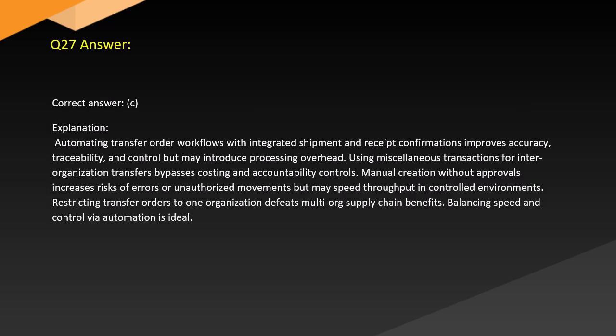Answer. Correct answer, C. Explanation. Automating transfer order workflows with integrated shipment and receipt confirmations improves accuracy, traceability, and control, but may introduce processing overhead. Using miscellaneous transactions for inter-organization transfers bypasses costing and accountability controls. Manual creation without approvals increases risks of errors or unauthorized movements, but may speed throughput in some environments. Restricting transfer orders to one organization defeats multi-org supply chain benefits. Balancing speed and control via automation is ideal.